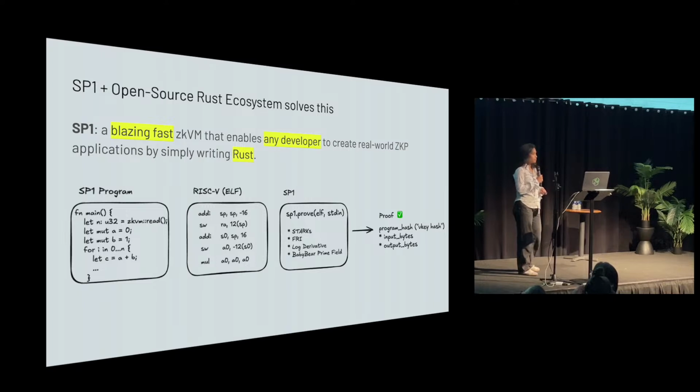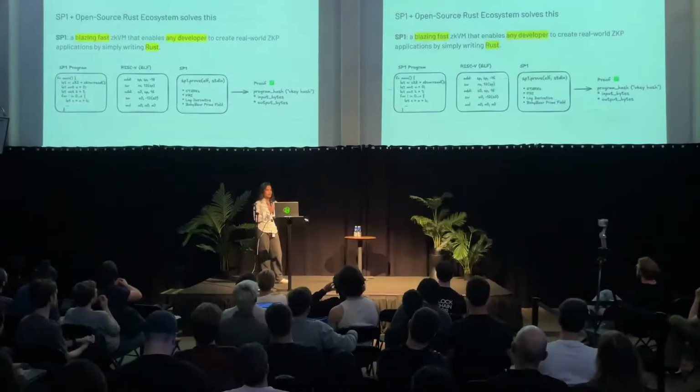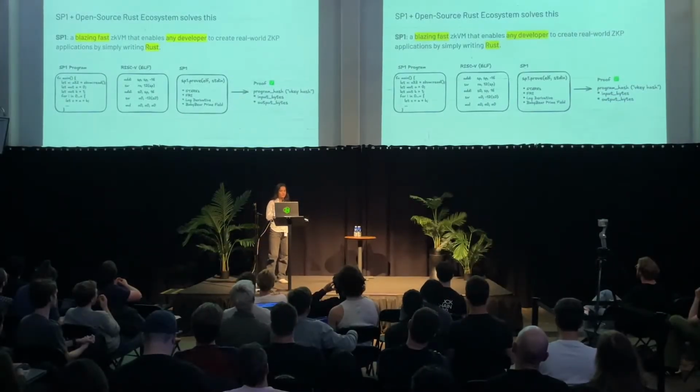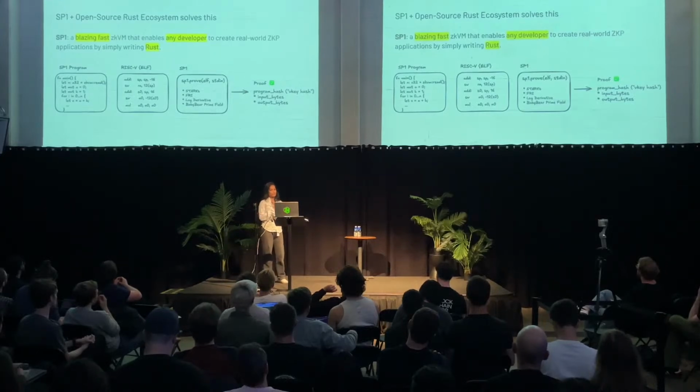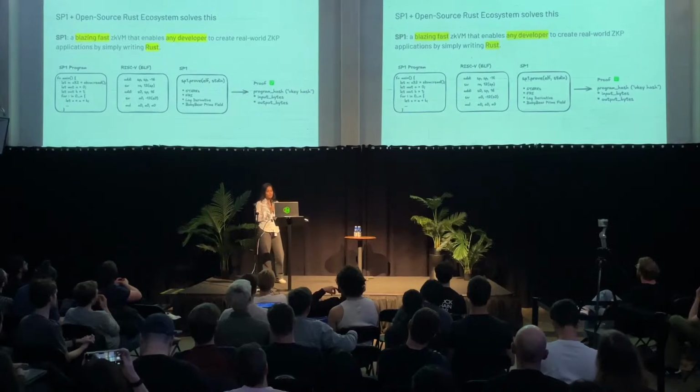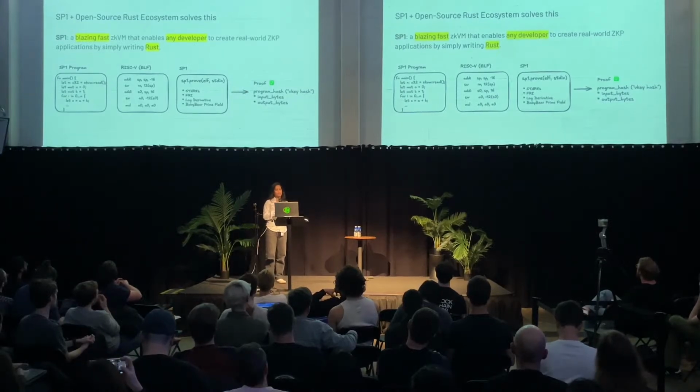So how does SP1 work, for those who are not familiar? First, you write your program in normal Rust code. So it looks pretty normal. It's very readable. Usually it's pretty short. Then it gets compiled to RISC-V, which is a reduced instruction set. And then we generate a proof of your RISC-V execution and your RISC-V program with certain inputs to get a ZK proof that can be verified on-chain.